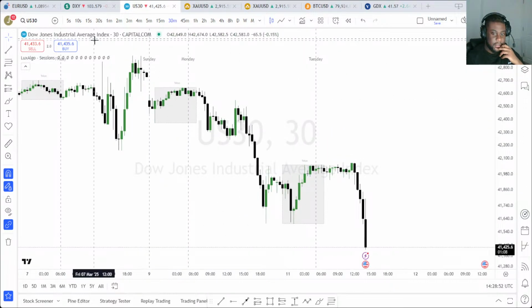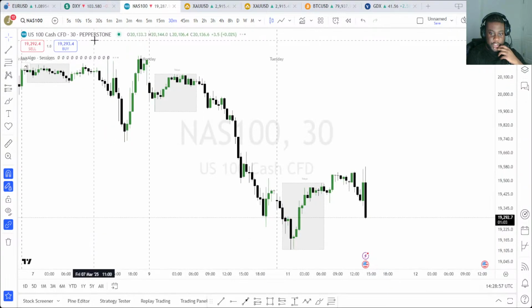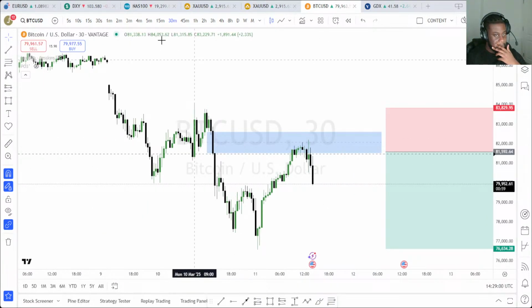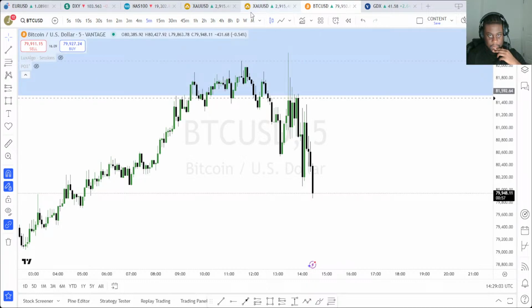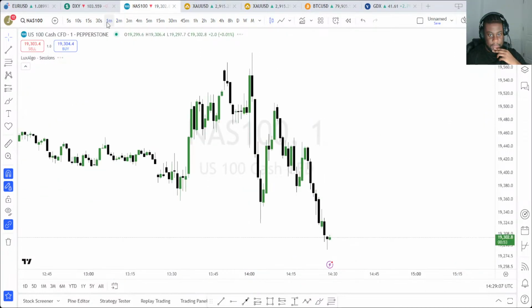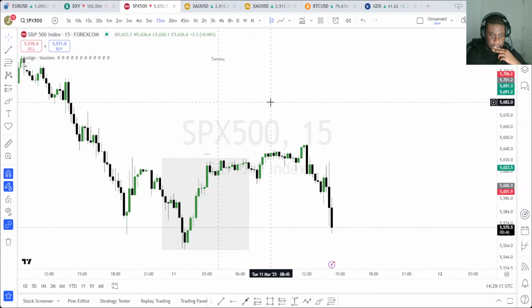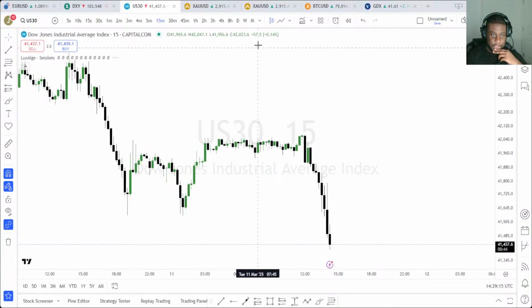Wow, Dow is down, man. Dow is down bad. Bitcoin's most likely going to start moving down as well. It's already moving down. Yeah, stock market's just not looking good right now. It's looking real, real heavy.